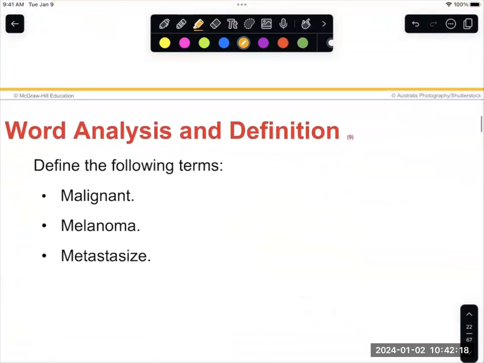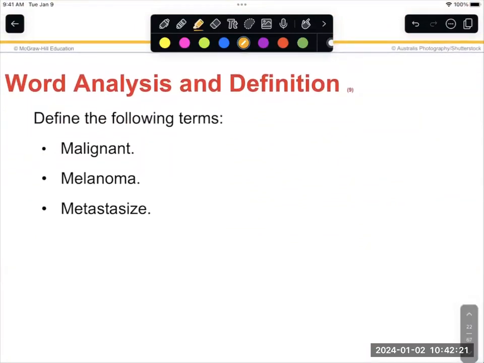So let's look at these different terms. Malignant. Malignant is a tumor that invades surrounding tissues and metastasizes to different organs. Melanoma, that's a malignant neoplasm or cancerous mass formed from cells that produce melanin. And then metastasize. Metastasize means to spread to distant parts.